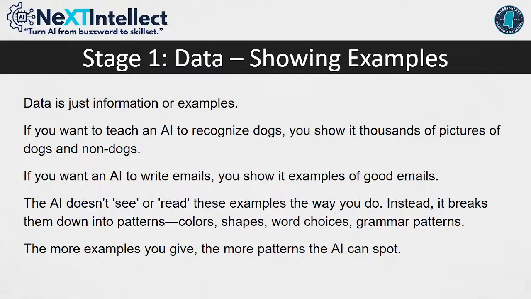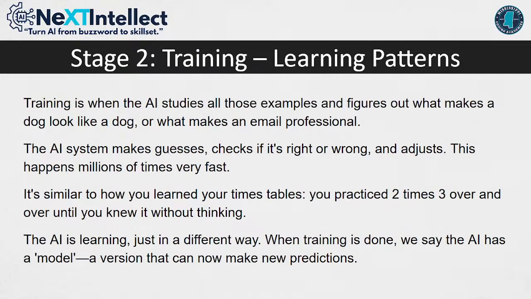But it doesn't see or read these examples the way that we do. Okay, it's breaking them down into patterns, looking for colors that are in there, shapes, word choices. Those would be some patterns, grammar patterns. So maybe it's analyzing the use of emojis, certain words, and whether it is grammatically correct. The more examples you give, the more patterns the AI can spot.